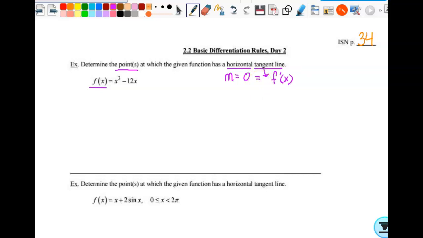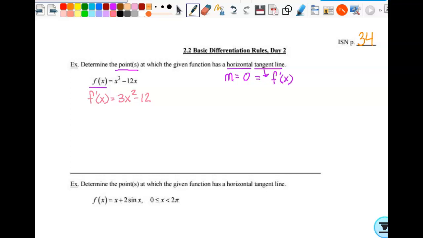Here's the thing: you've got to make sure that when you see certain words, it makes you think certain things, right? Tangent lines is slope, and it's the derivative. It's what we need. So we're going to find the derivative of f of x. f prime of x is going to be equal to 3x squared. And what's the derivative of negative 12x? Negative 12. Okay, minus 12.